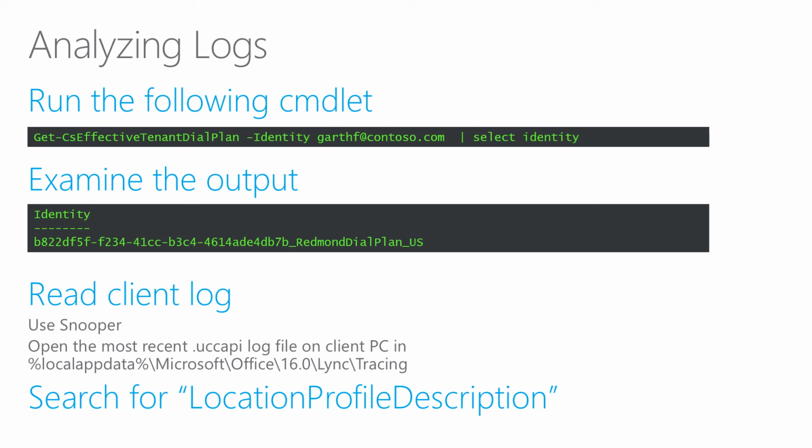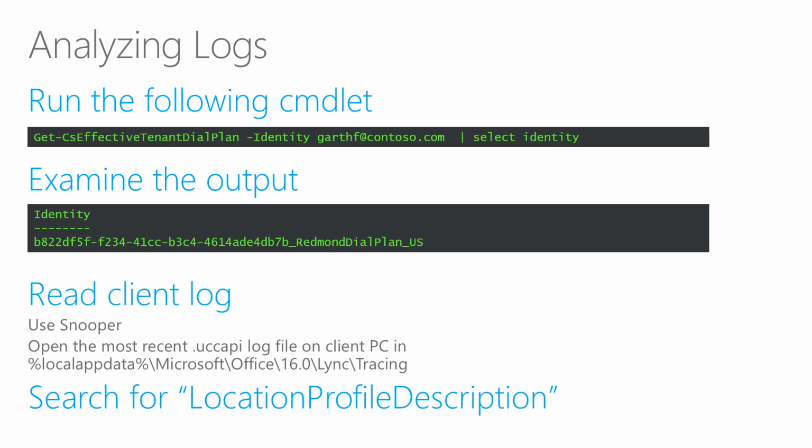Now that we've talked about what tenant dial plans are and how to create them, let's look at some of the operate functions that you may want to take on them. In order to analyze your logs, there's a couple of steps that you're going to want to go through to be best prepared to look at a client log file. Sure, you could just open up the client log file using Snooper, jump into it, and go right to where you wanted to. But we wanted to give you an idea of what exactly you should be looking for.